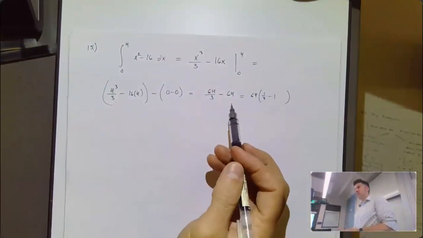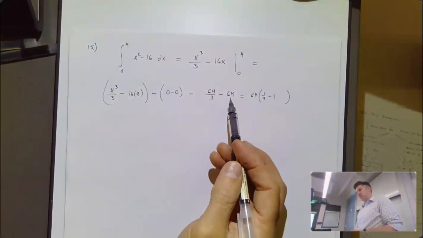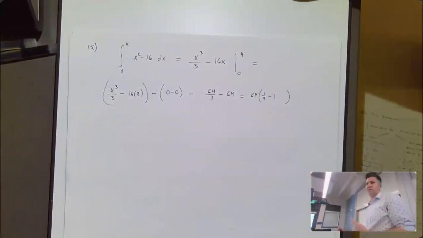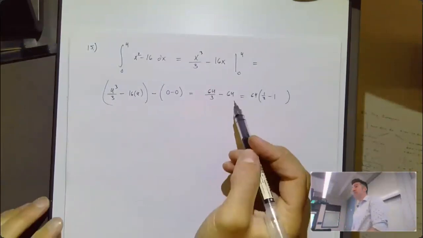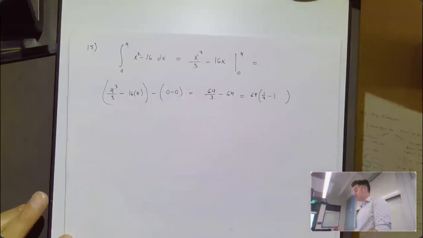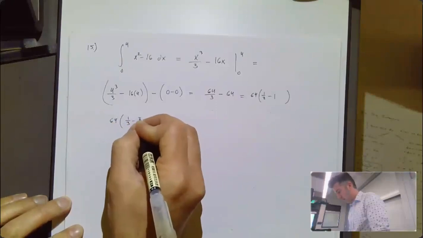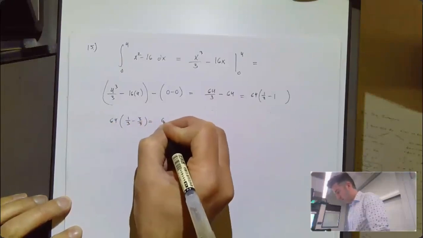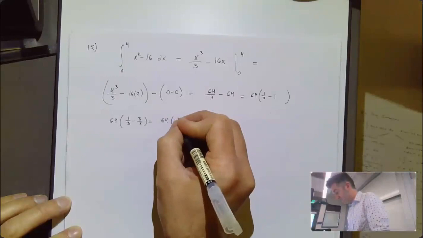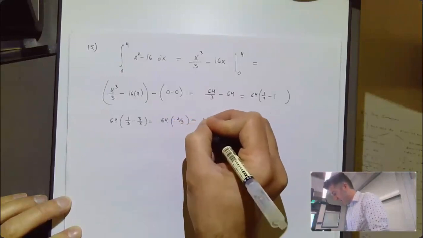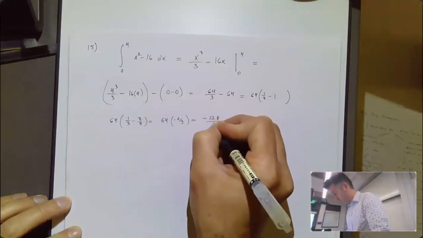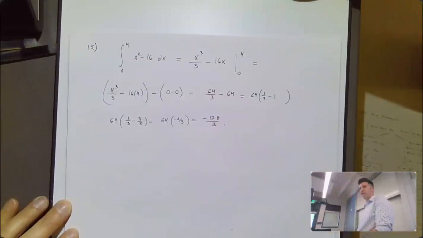64 thirds minus 64 is 64 thirds minus like 192 thirds. I don't want to do that. It's just dumb. So if you see something you can factor out like this, it's usually a good idea to do so. So that's going to be 64 times 1/3 minus 3/3, which is 64 times negative 2/3, which is going to be negative 128 thirds, which is correct.